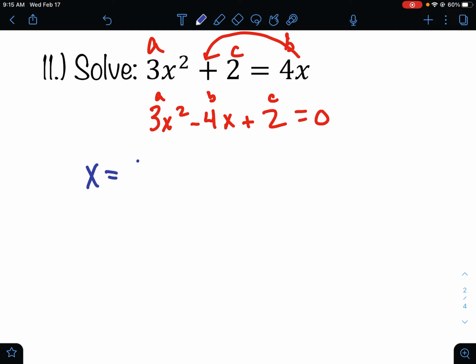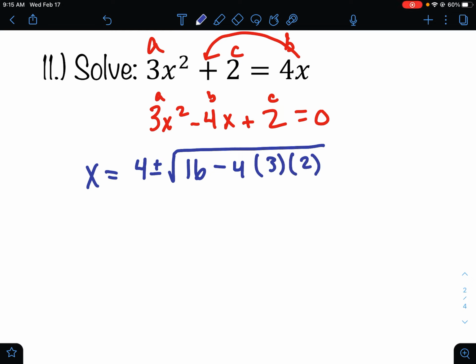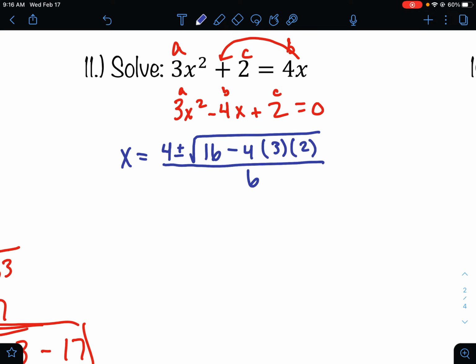But it is the opposite of B, which is now positive 4 plus or minus the square root of B squared. Negative 4 squared, negative 4 times negative 4 is 16. Minus 4 times A in this case is 3. C in this case is 2. All over 2 times A, or 2 times 3, which is 6.